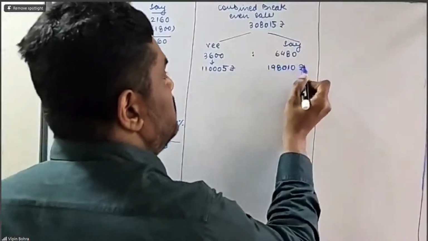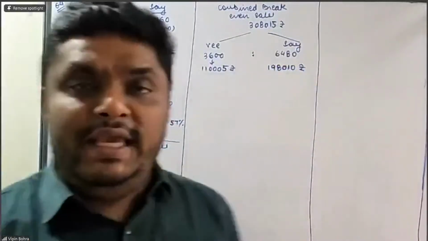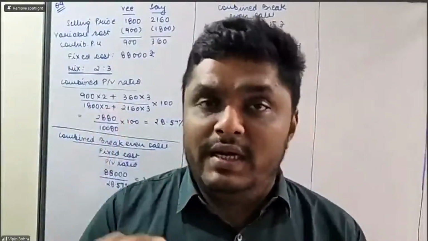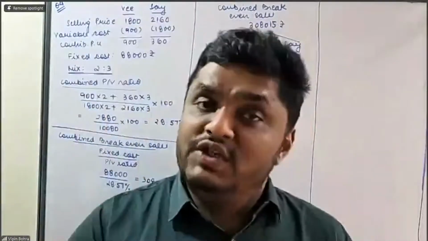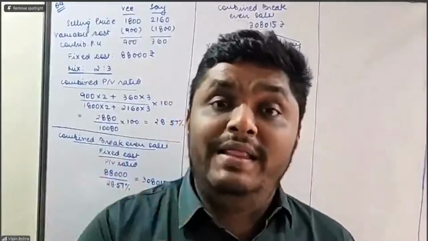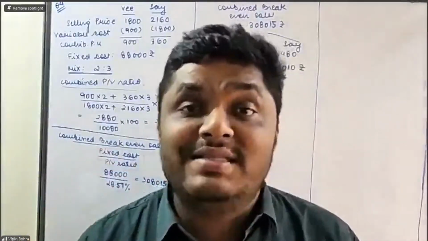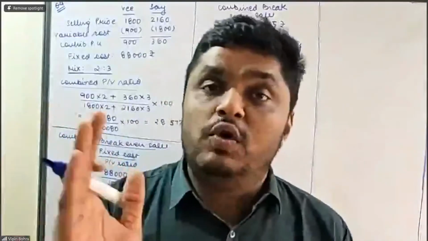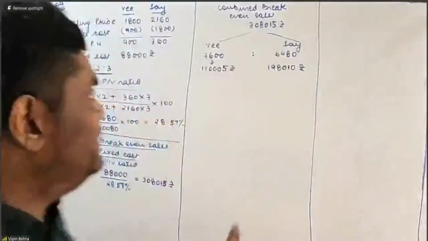198010 rupees. So in this question, we can't apply the regular formula because two products are given. If you want to calculate the PV ratio separately, you can. But here the fixed cost is given as a whole. You have been given a combined fixed cost, that is 88,000.